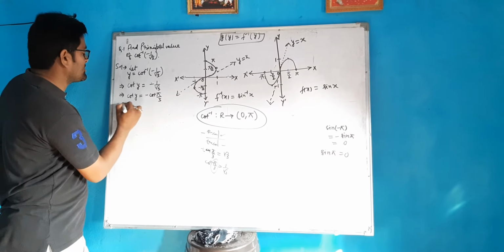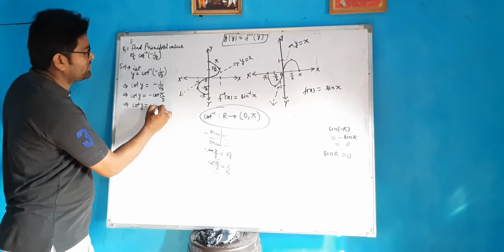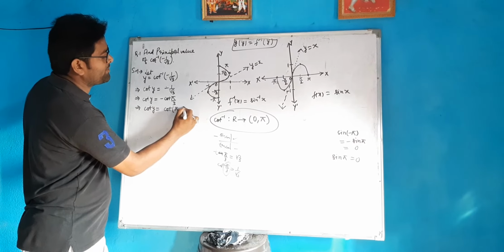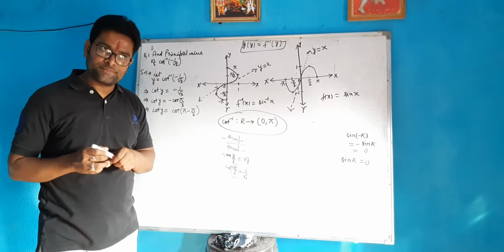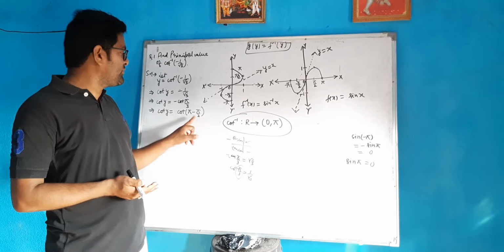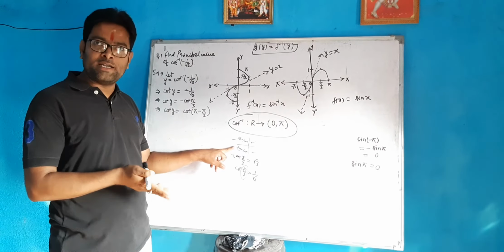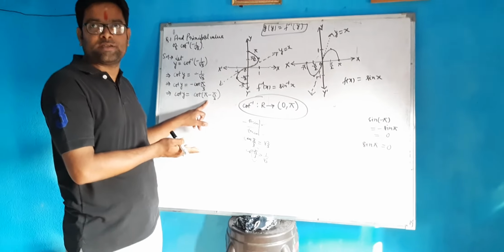Now let us change it: cot y is equal to cot of pi minus pi by 3. Let us check why it is pi minus pi by 3. In the second quadrant, the angle should be within pi. If I make it pi plus pi by 3, it will come into the third quadrant, and in that quadrant tan and cot are positive. That's why I have taken pi minus pi by 3.